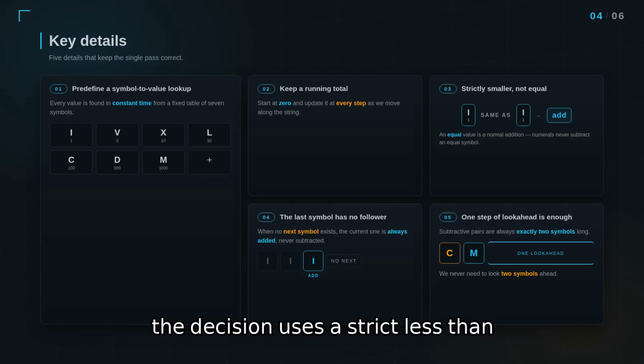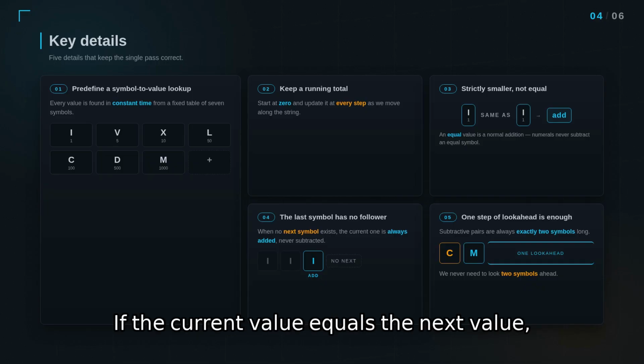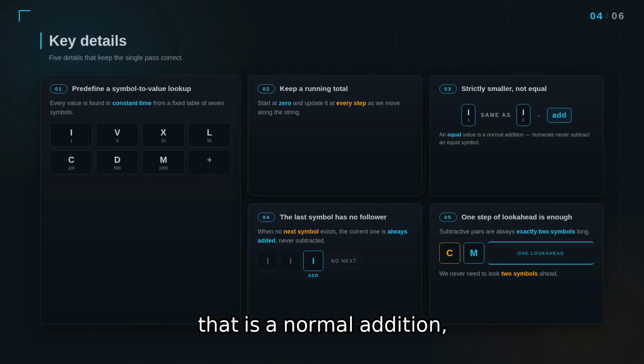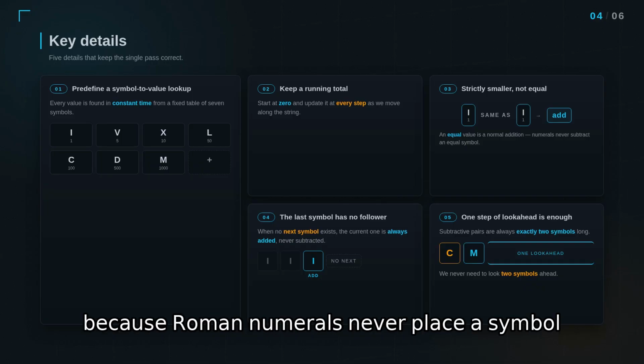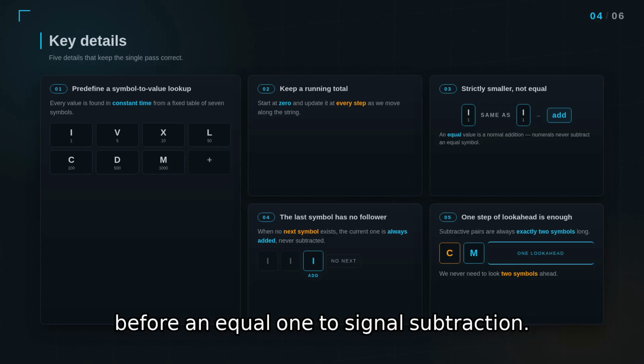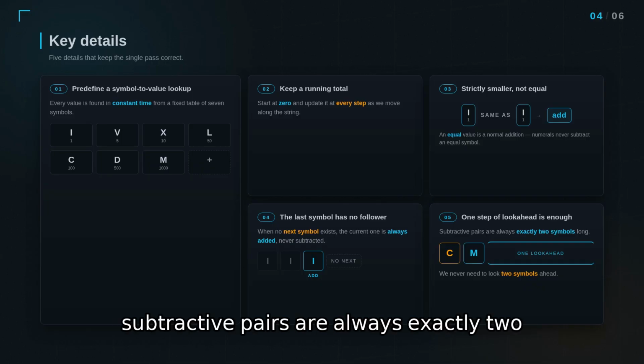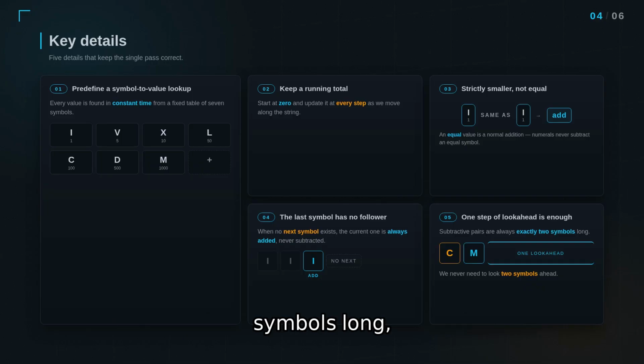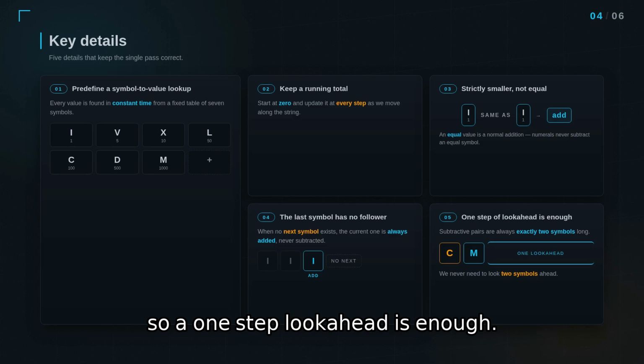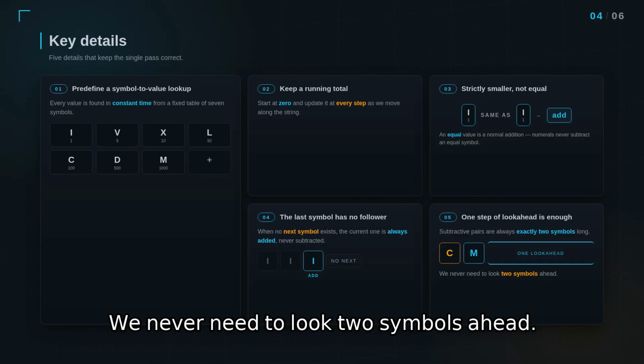Fourth, the decision uses a strict less than comparison. If the current value equals the next value, that is a normal addition. Because Roman numerals never place a symbol before an equal one to signal subtraction. Fifth, subtractive pairs are always exactly 2 symbols long, so a one-step lookup is enough. We never need to look 2 symbols ahead.